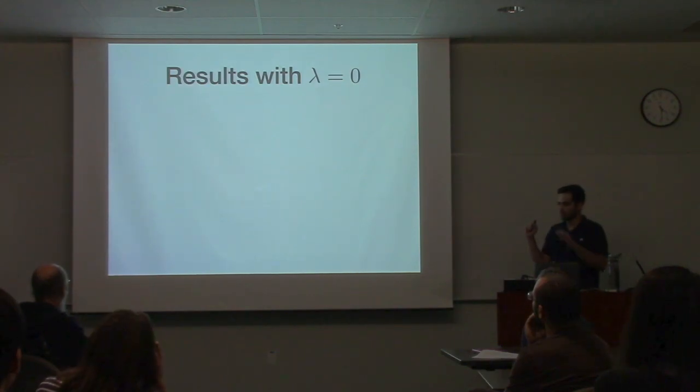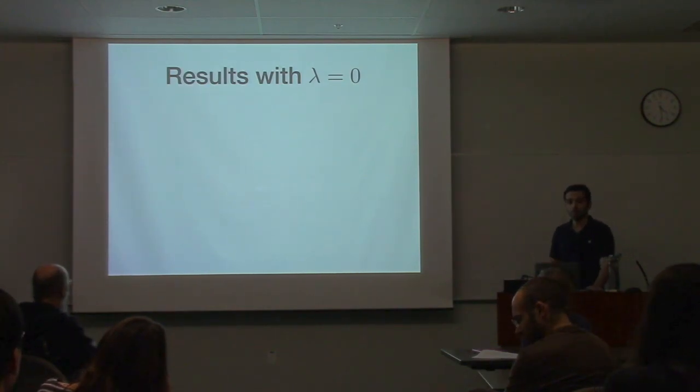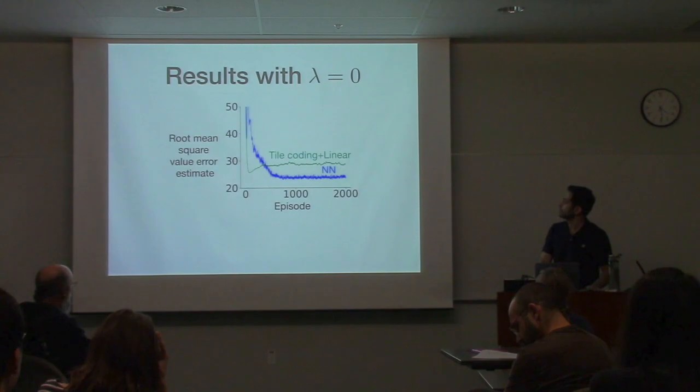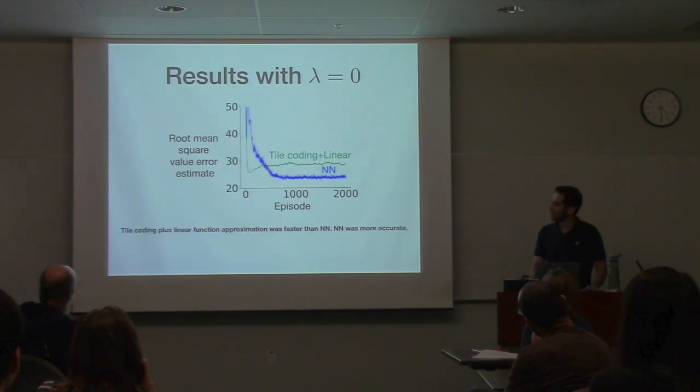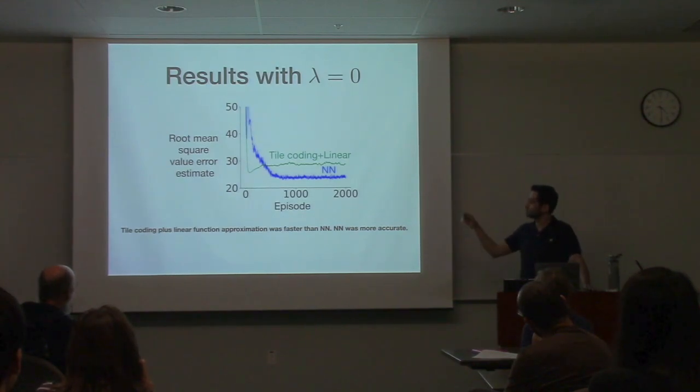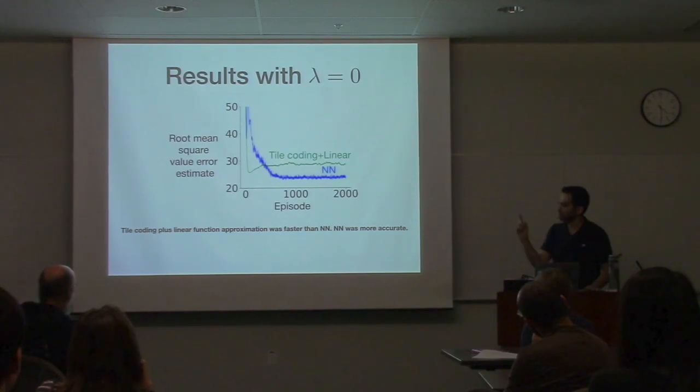I'm going to show you the results when I set lambda to 0. We did studies with lambda greater than 0. You're welcome to ask me questions about that. So first, let's look at the classical methods. Tile coding plus linear function approximation was pretty fast. It had a bounce. Neural networks were pretty accurate, more accurate than tile coding plus linear function approximation, but they were slower than tile coding plus linear function approximation.